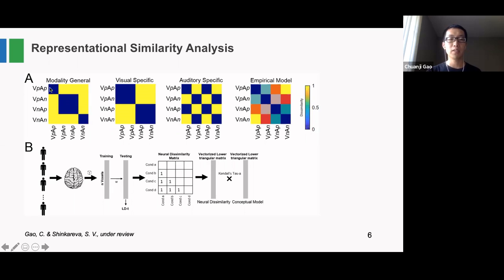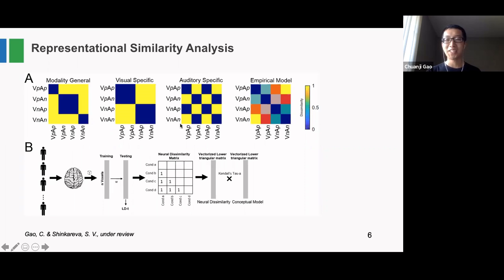What I show here is a 4x4 matrix, but in our real analysis we also have 2 repetitions within each condition, so we have an 8x8 matrix used for analysis. This is for the modality general model, but for the visual-specific and auditory-specific models we have essentially the same idea. For example, for the visual-specific model, take visual positive, auditory negative versus visual positive, auditory positive. The visual-specific model cannot tell the difference because the visual valence is the same here, and there's only a difference in the auditory modality. So the visual-specific model shouldn't be able to tell, so there's a 0 here. Essentially, that's the idea.